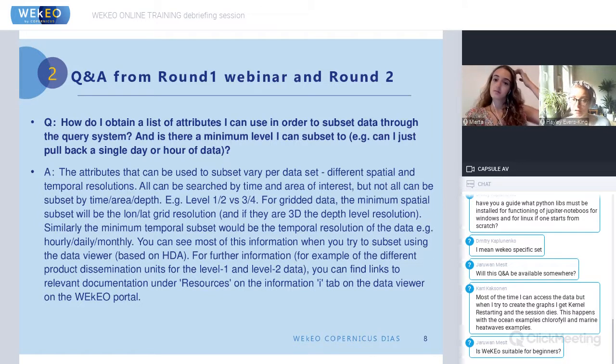That occurs for all data. For level 1 and level 2 data, you can't then subset that normally by space and time. You can only download it in the dissemination unit, they call it, that the product is provided in. So for the satellite data, it's provided in either a granule or a swath, depending on which satellite you're looking at, level 1 and level 2.